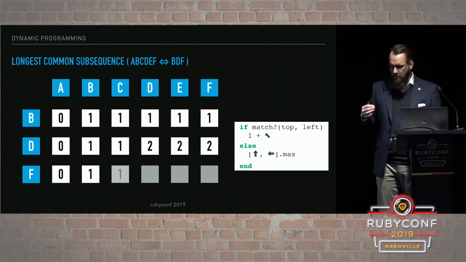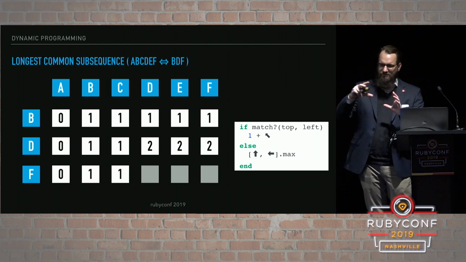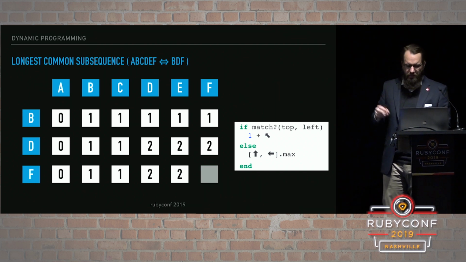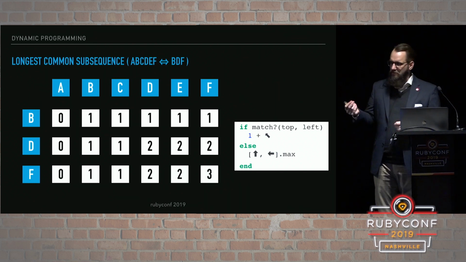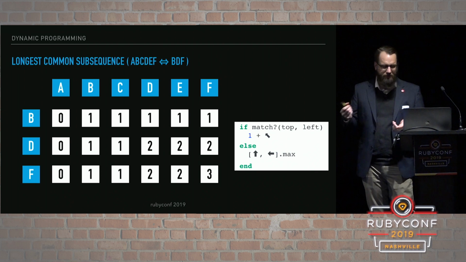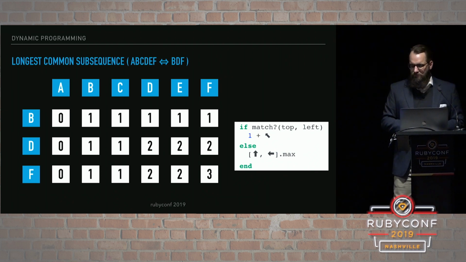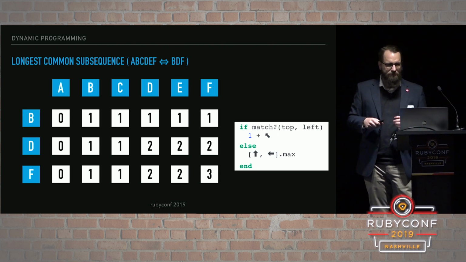Keep doing the same thing, and you end up with these kind of nested rectangles in your answers. And the last answer that we get is a 3, because the 3 is 1 plus the 1 up and to the left, because F equals F. And that's longest common subsequence.